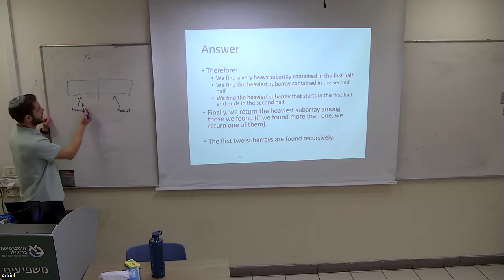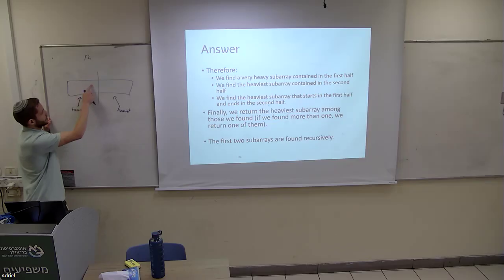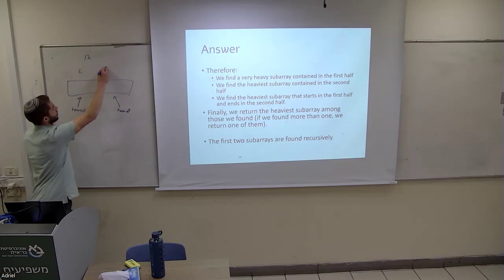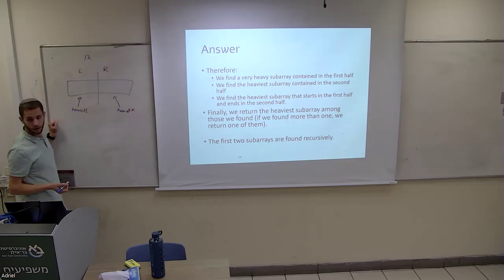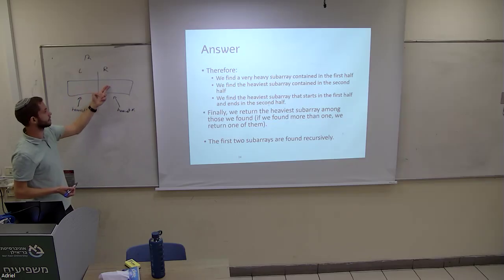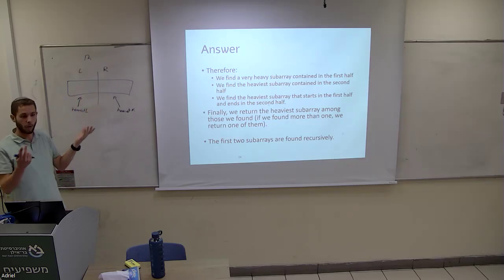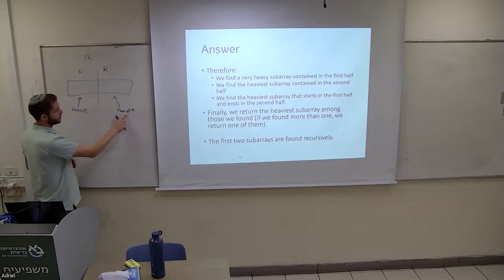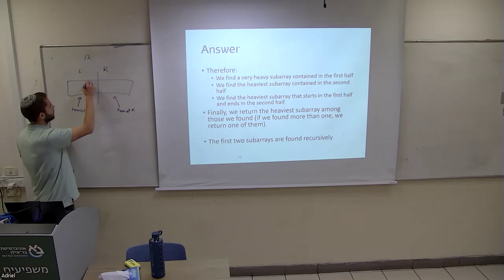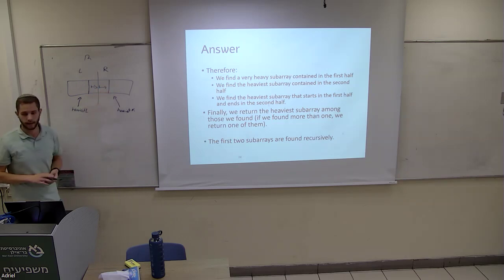But first, we get the heaviest subarray from the recursive call. Let's call this heaviest L, and this heaviest R. So we know what the heaviest one here and the heaviest one here is. Now, how do we turn this into the heaviest one in the whole array? We have to compare this one to this one, and then also somehow we have to find the heaviest one that starts from here and ends in the second half.